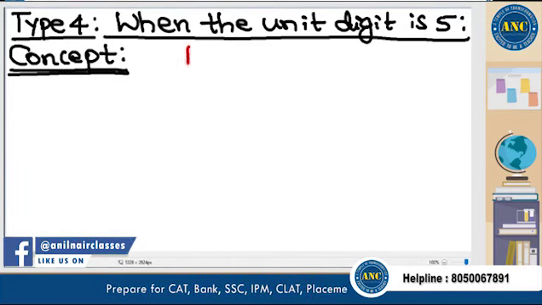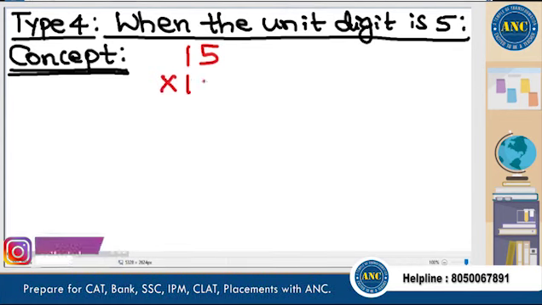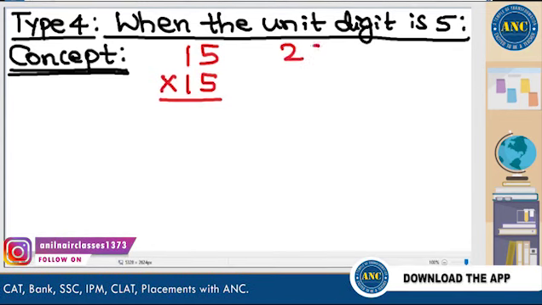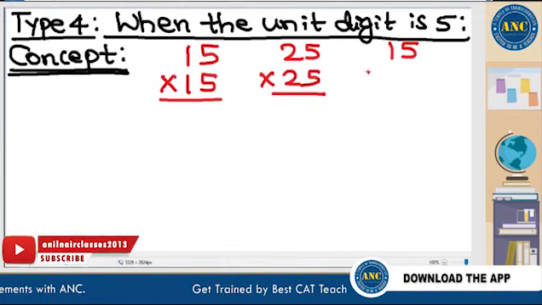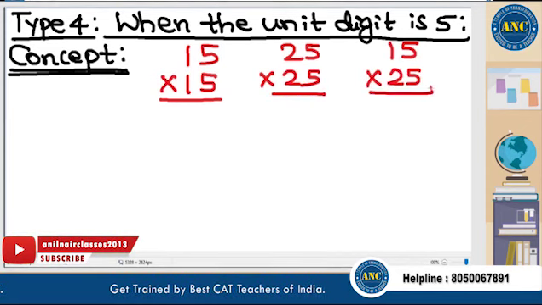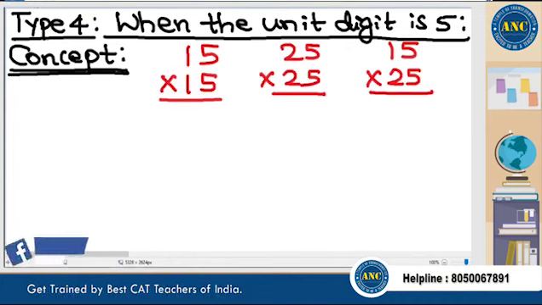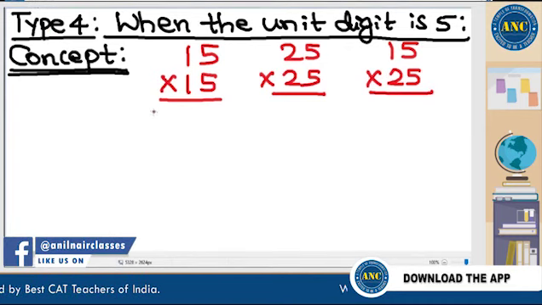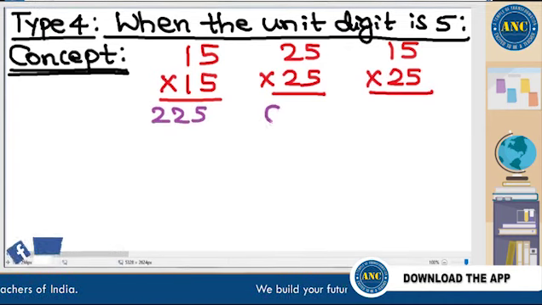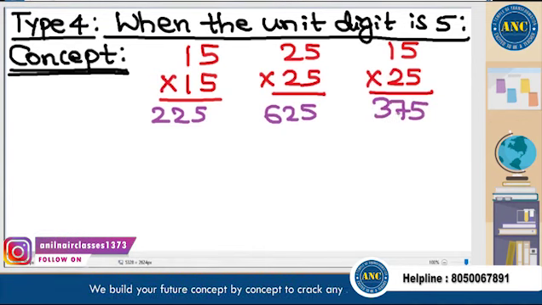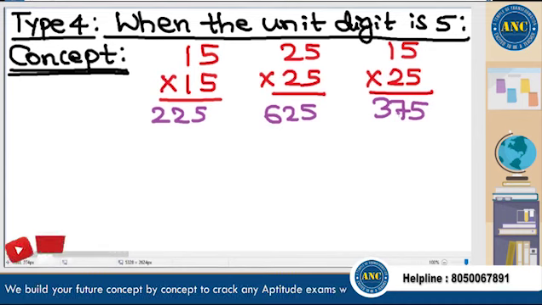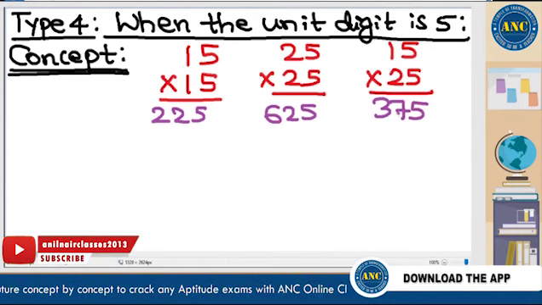Now 3 easy examples I will take: 15 into 15, 25 into 25, 15 into 25. Why these 3 examples, you will understand within 1 minute. Listen carefully, sir. 15 into 15 is 225. 25 into 25 is 625. This value is 375.